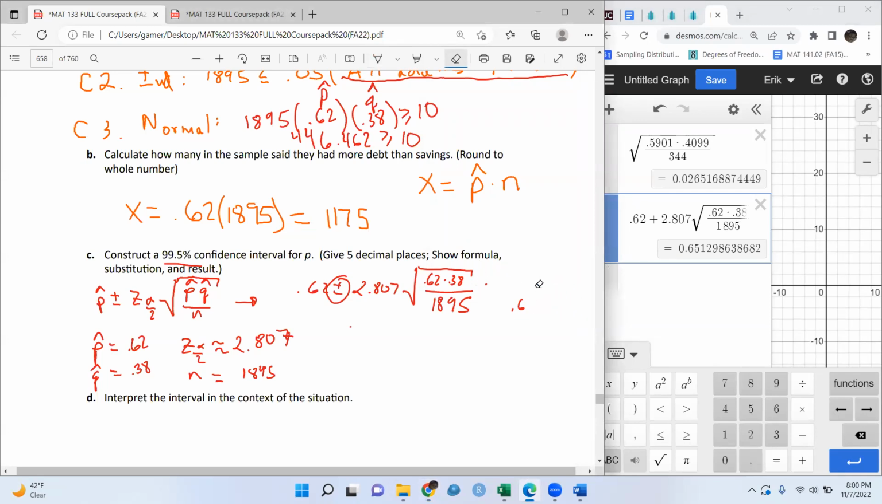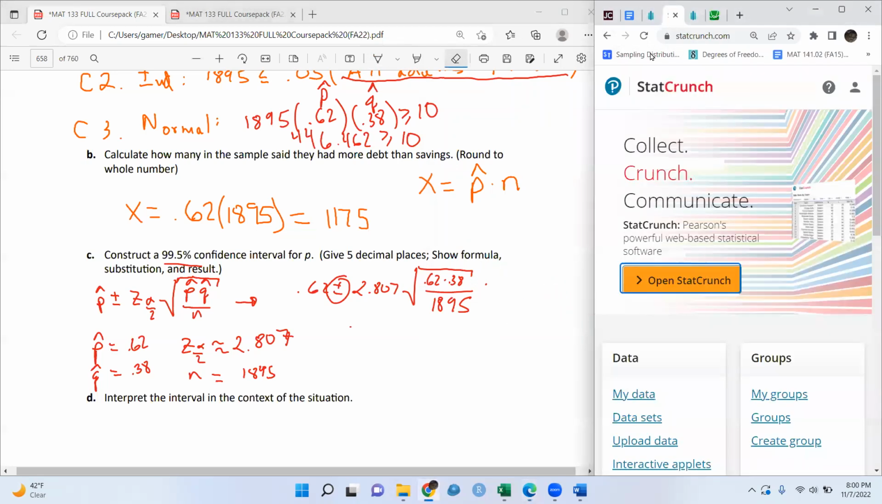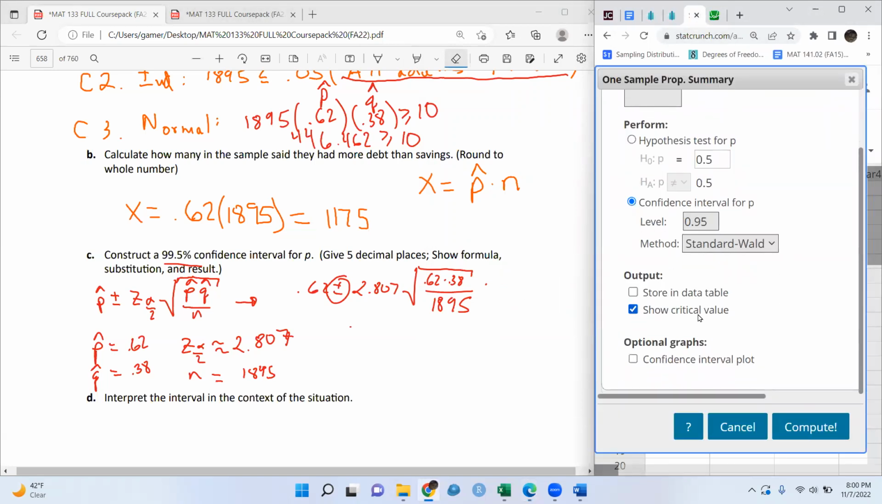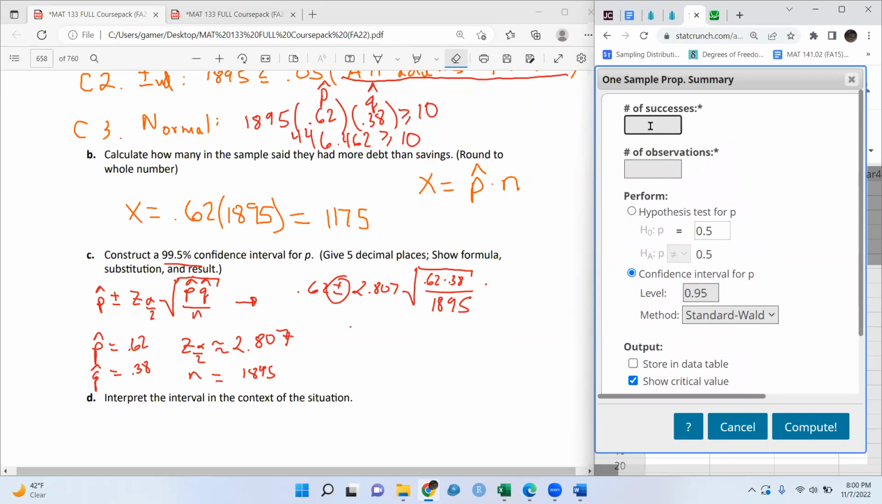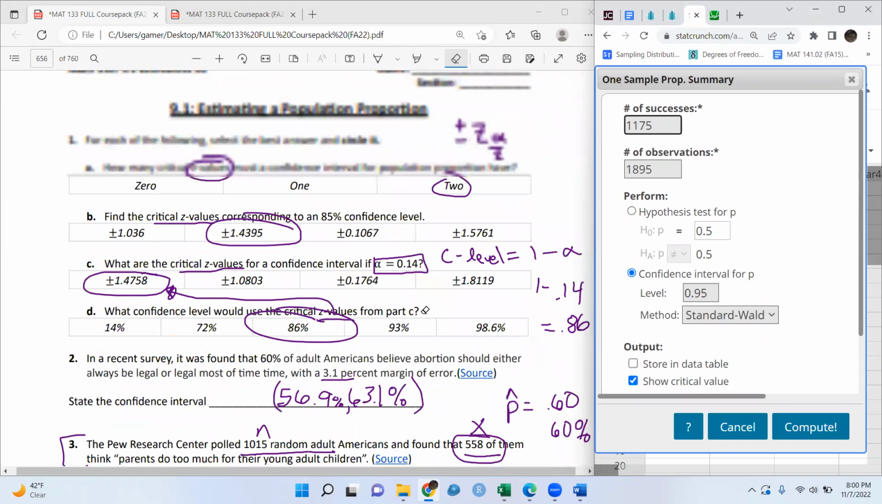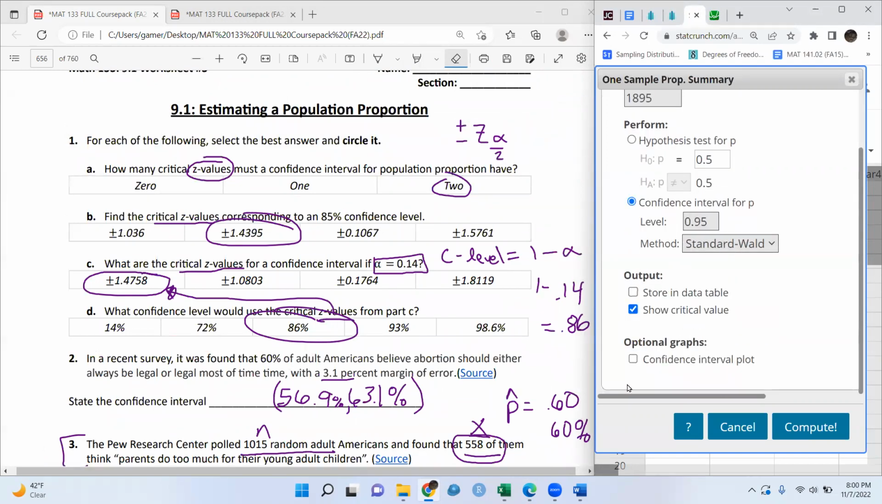Let me show you where that was. I forgot that they could click that button, Eric. So I think we did the critical value separately, which was fine because we were just learning how to do it. But yes, you guys click that show critical value button here, which I didn't show you, and then it will calculate it for you.